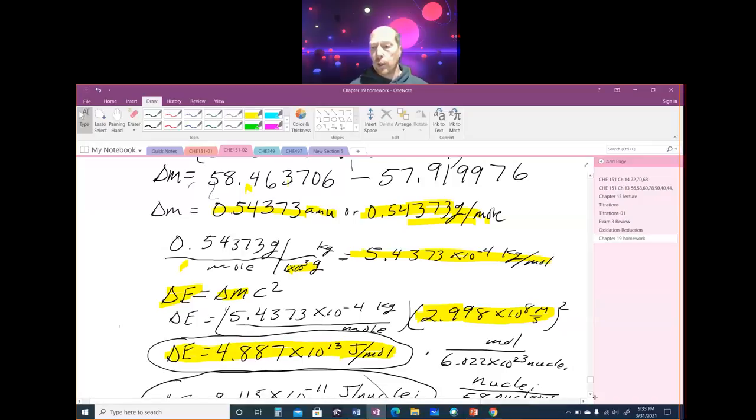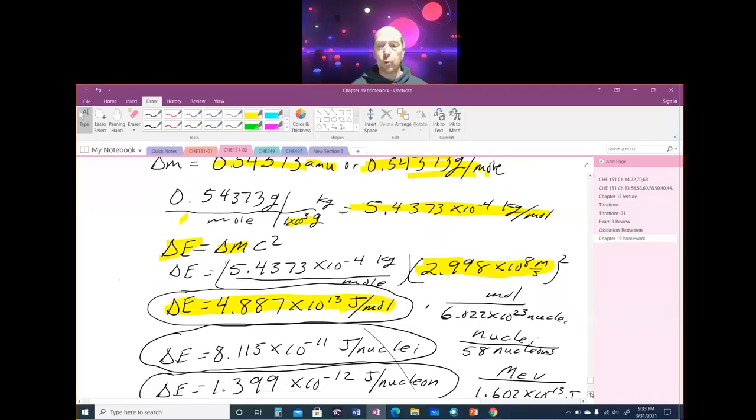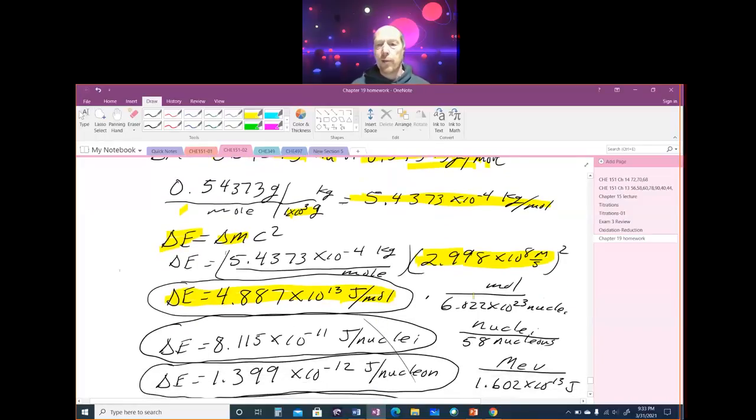All right, so the question may ask for what is the energy in joules per nuclei. If that is the question, you have joules per mole, and you know that there are Avogadro's number of nuclei, 6.022 times 10 to the 23rd in a mole. So when you divide that by Avogadro's number, you get your energy to be 8.115 times 10 to the minus 11 joules per nuclei. The question could ask, what is the energy in joules per nucleon?